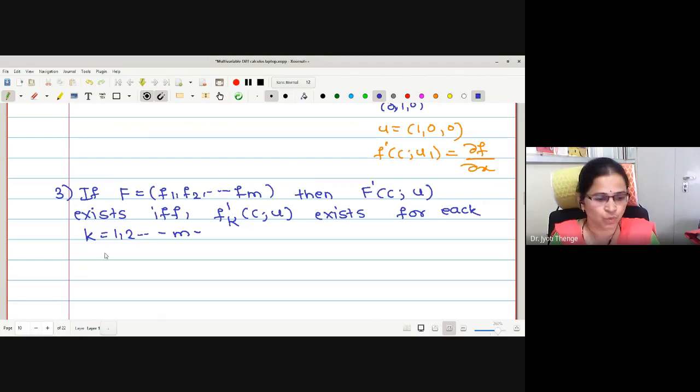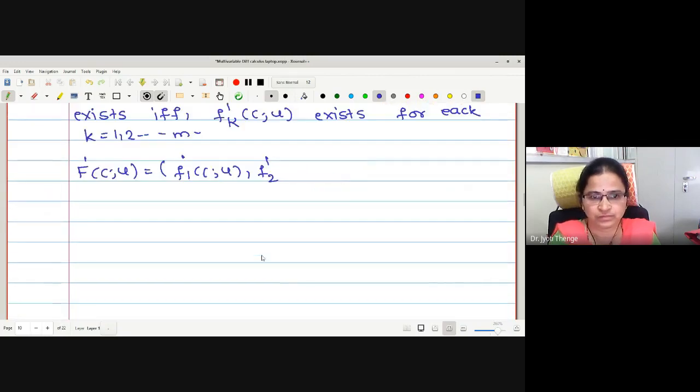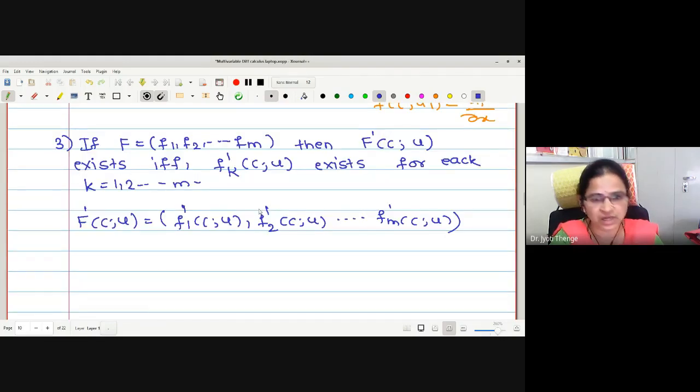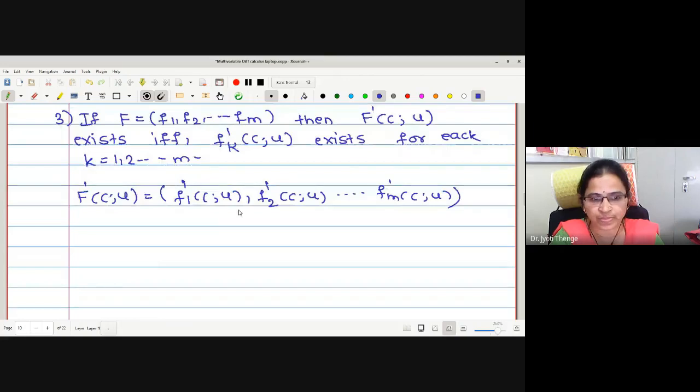For each k equal to 1 to m, one can write f dash of c comma u is equal to f1 dash of c comma u, f2 dash of c comma u, and so on up to fm dash of c comma u. F dash of c comma u exists if and only if the derivatives of every function involved here exist; only then can we say that it exists.